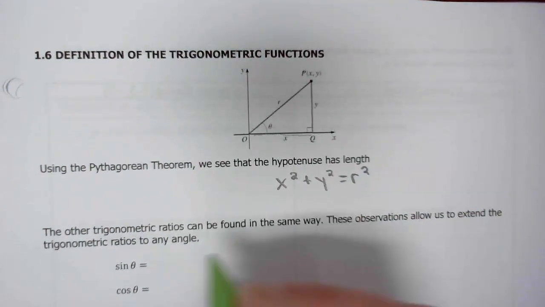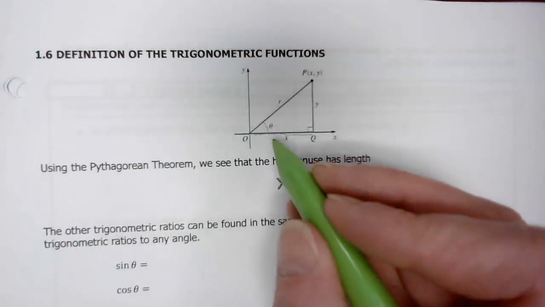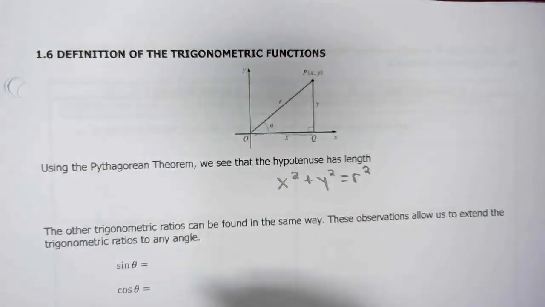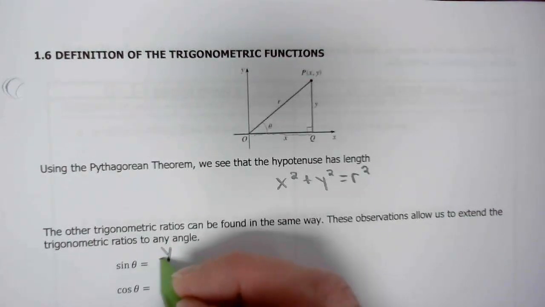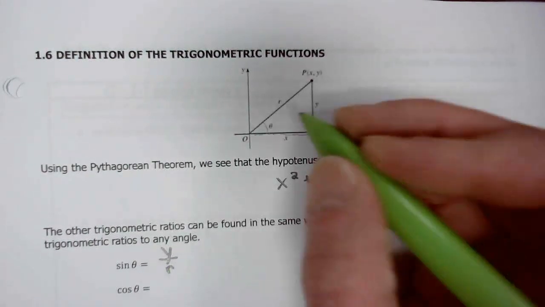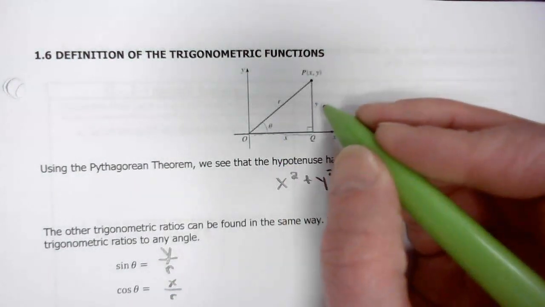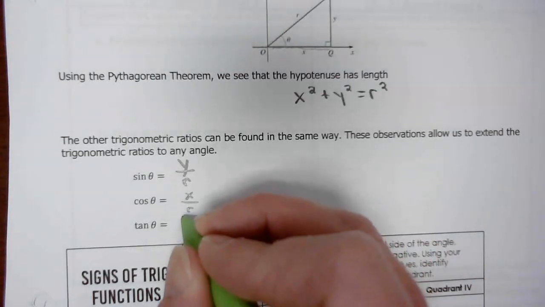We can also set up our trig ratios. So here's the angle. Sine of theta is opposite over hypotenuse, so y over r. Cosine would be adjacent over hypotenuse, so x over r. And tangent would be opposite over adjacent, so y over x.